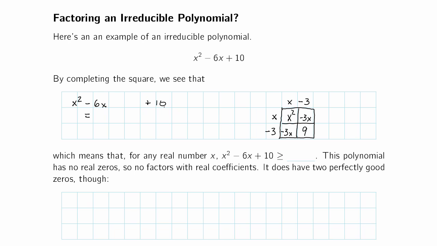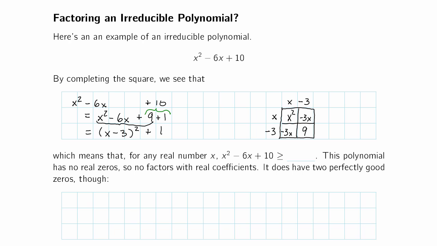Well, I can rewrite my 10 as 9 plus 1. 10 is the same as 9 plus 1, so I can replace that. But then this bit is a perfect square. It's x minus 3 squared plus 1.